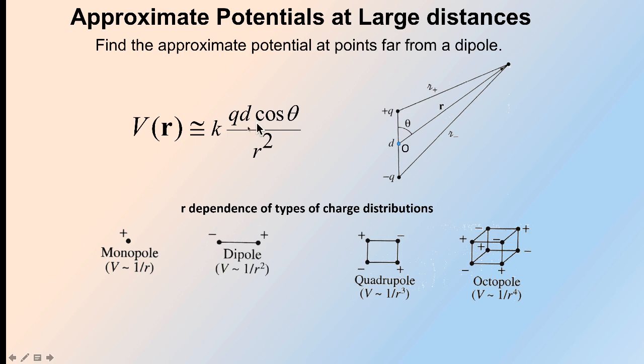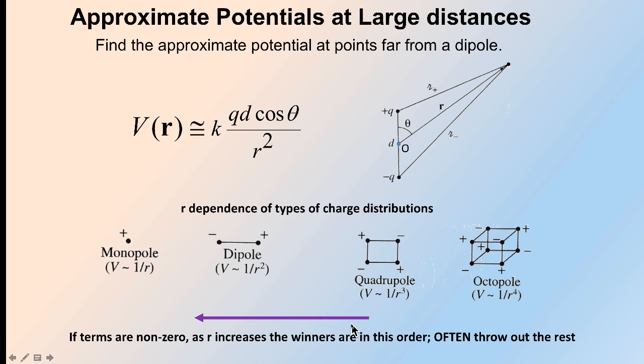Before showing that, I'd like to comment on the fact that if we have a monopole, which is a single charge, the potential falls as 1 over r. Here we see this 1 over r squared. Well, that's associated with a dipole. If we go to the quadrupole, it goes as 1 over r cubed. This is an example of one type of quadrupole. And if we go to an octupole, it goes as 1 over r to the 4th, and so on.